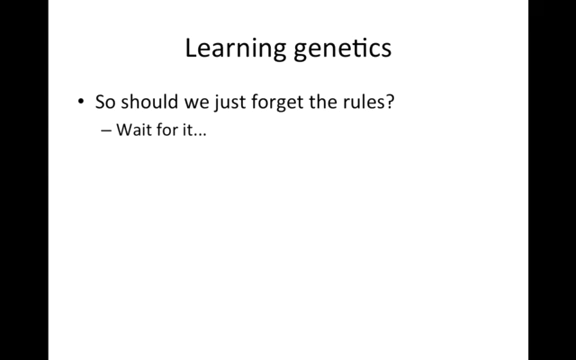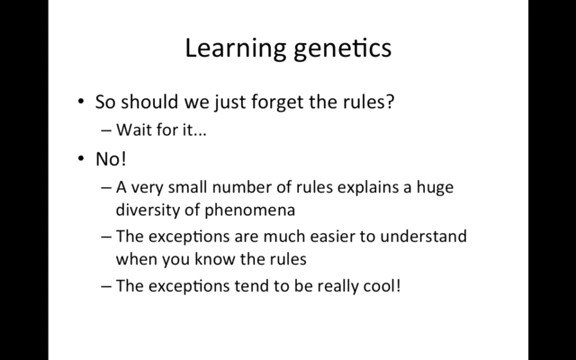And so, should we just forget about the rules? Well, I'm sure you can imagine where I'm going here. No, we should not. We can learn a very small number of genetics rules, which can help us to understand a really huge diversity of phenomena. And in fact, even the exceptions are much easier to understand if you know the rules. And also, finally, the exceptions tend to be really cool. So we're going to proceed by learning the rules, and then after we've got the rules mastered, we'll talk a little bit about the exceptions. But don't be thrown off by that. It doesn't mean that the rule doesn't hold in most cases. It's just another interesting thing to learn about genetics.